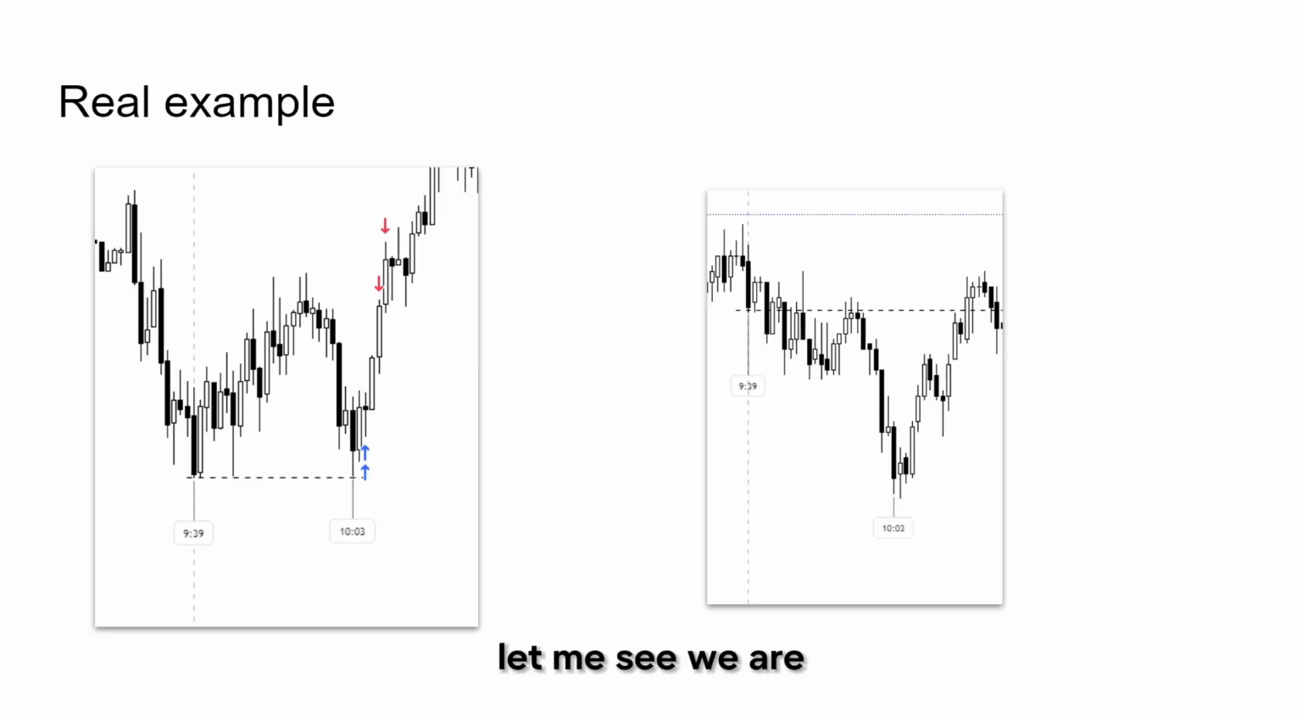So this is an example from today. Today, let me see, we are the January 24th. So as you can see here, SMT happens on price, but it also happens on time, which is even another confirmation that time and price is important when you're trading. So as you can see, we have a low here on NQ at 9:39 a.m. that hasn't been taken out at 10:03, and then market reverses and shoots up.